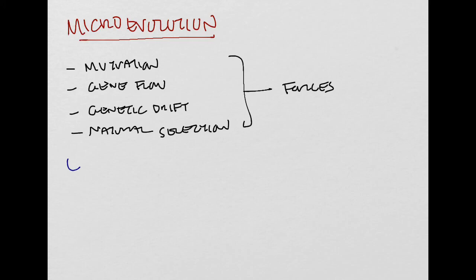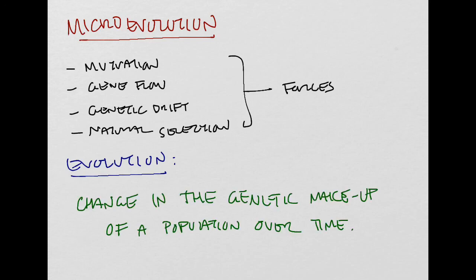So, evolution. The way we're going to define evolution in terms of the microevolutionary connection here is that it's the change in the genetic makeup of a population over time. And when we look at it from this perspective, we're looking at it from the level of the genes or the DNA which makes up those genes. So the change of the genetic makeup is the very important piece of this.